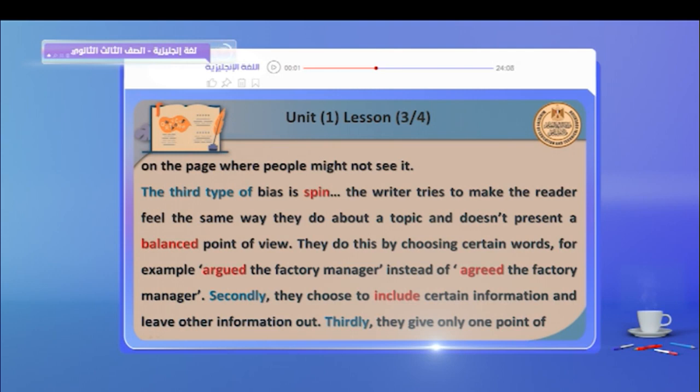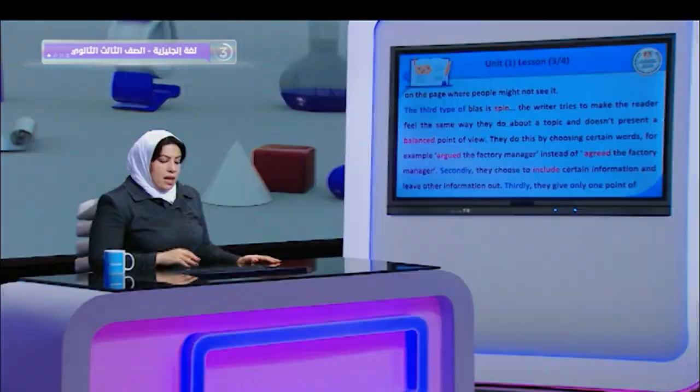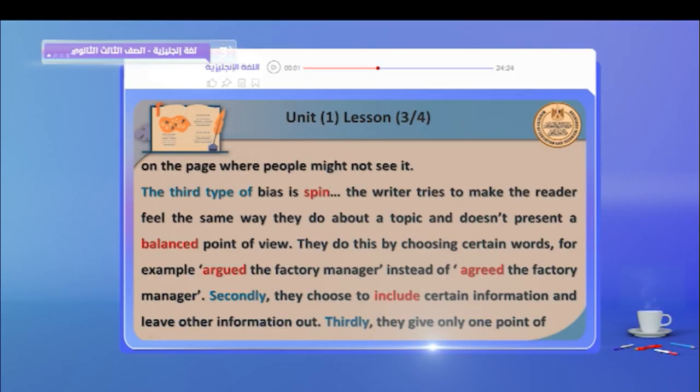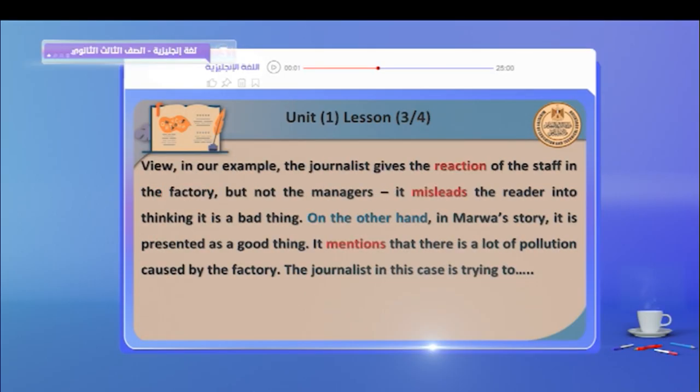Secondly, they choose to include certain information and leave other information out. So they will include some information and exclude other information. They put in the information they want people to know, and they remove the information they don't want people to know, or that doesn't reflect their feeling or opinion. Thirdly, they give only one point of view, just one opinion.